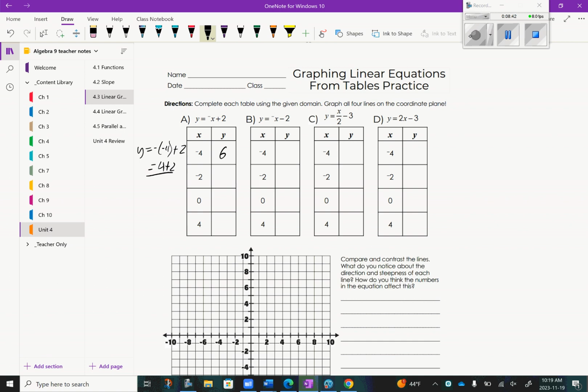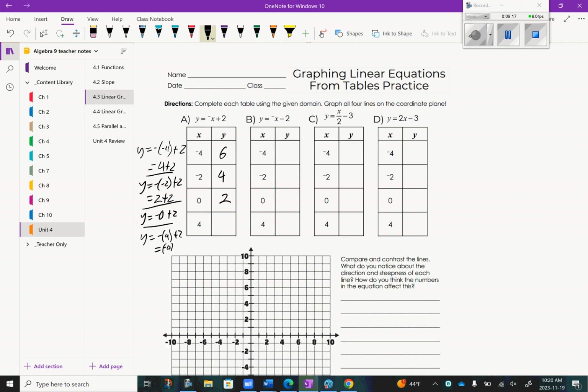The next x is negative 2. y equals the negative of negative 2, plus 2. Careful, those do not cancel. The negative of negative 2 is 2. 2 plus 2 is 4. Usually there is no easier number to substitute than 0. y is equal to negative 0 plus 2. Well, that's simply 2.